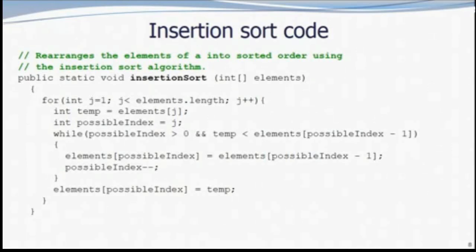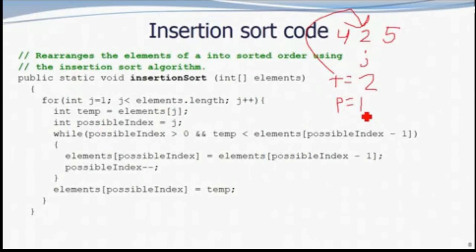What happens is, I'll go ahead and draw it. So we had 4, 2, 5. J equals 1, so J is pointing right here, yeah? Temp equals 2, right? Or equals the array at J, right? This one. Yeah, J is the index, and then temp equals the value, the element at J, which is 2. Possible index is going to equal J, which is 1. So J equals 1. Possible index equals 1.